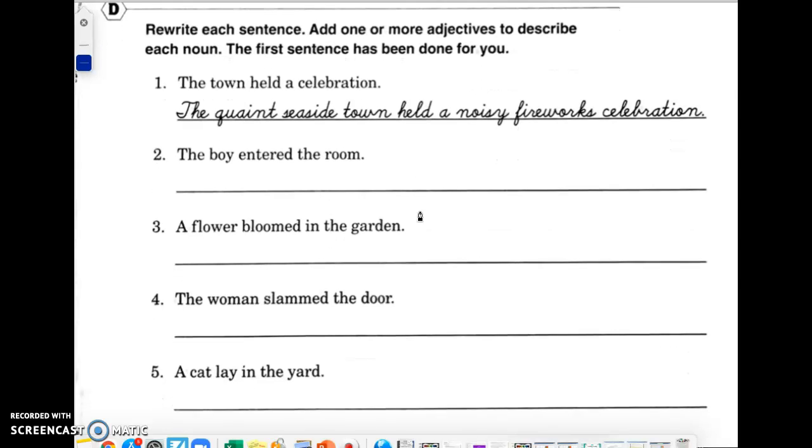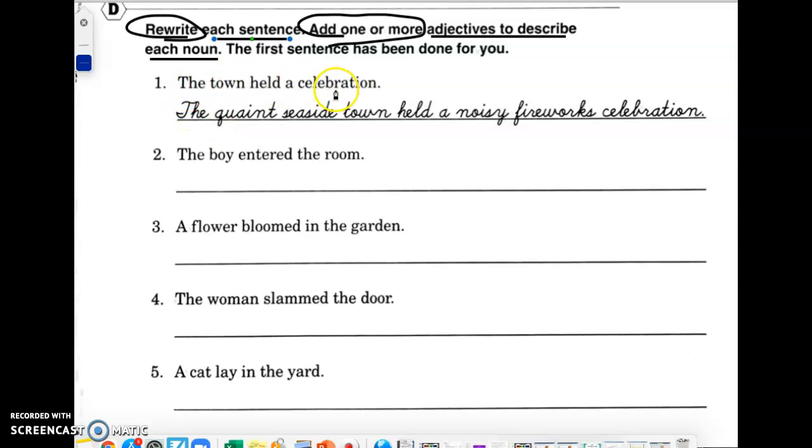In part D, it says to rewrite each sentence. Add one or more adjectives to describe each noun. The first sentence has been done for you. So I know that I'm going to be rewriting the sentences. Then I know I'm going to be adding one or more adjectives to describe each noun. So the first one was done to give us an example.